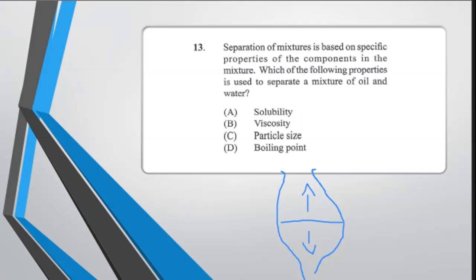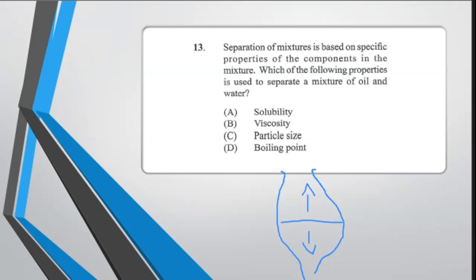In terms of particle size, we cannot strain water and oil. We cannot put it in a filter paper and try to see if water would separate from oil that way. That wouldn't make sense, right? So the next option is the boiling point. We cannot boil out the oil from the water.